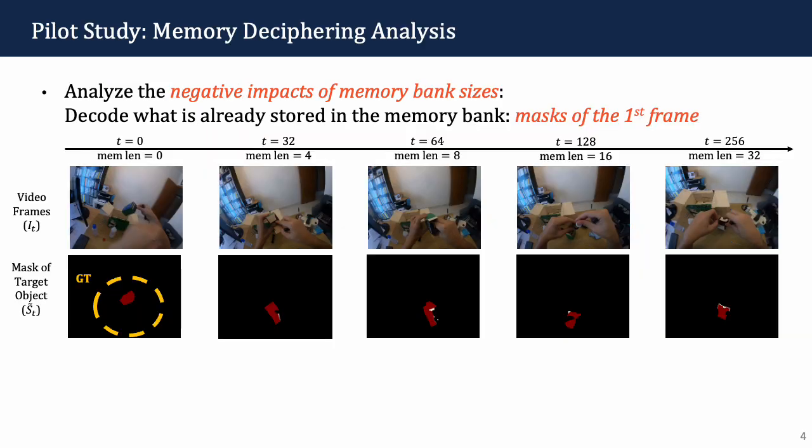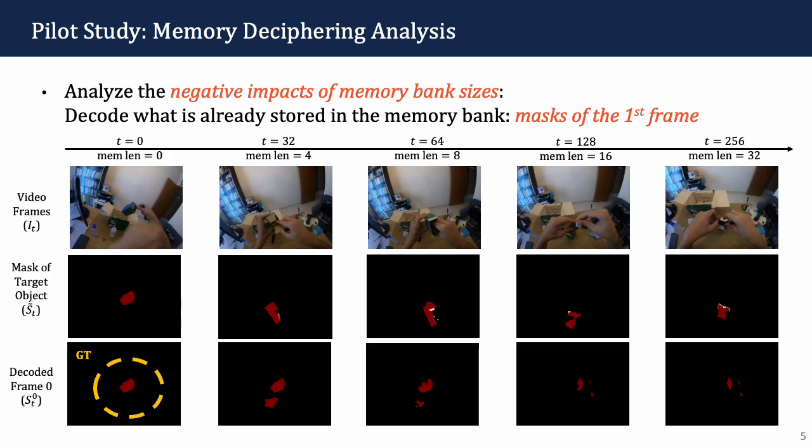To review the negative impacts of memory bank sizes on finding and decoding the relevant features, we designed a pilot study called Memory Deciphering Analysis. To control the variables, we mainly analyze how we can recover the mask of the first frame using the memory bank. Since the information of the first frame is always provided to the memory bank and stored throughout the whole video, the network should be able to decode the perfect mask of the first frame, as the GT shown in this figure.